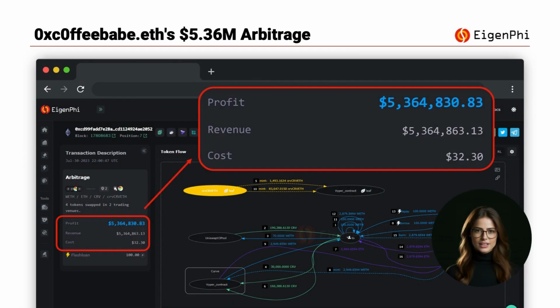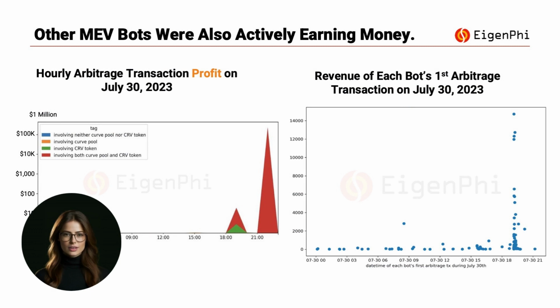Let's see this guy, 0xCoffeeBabe, who made 5.6 million dollars in one single arbitrage transaction. This guy did a really wonderful job, and after this arbitrage, he returned the $5.4 million to Curve Finance. Anyway, other MEV bots were still actively earning money.